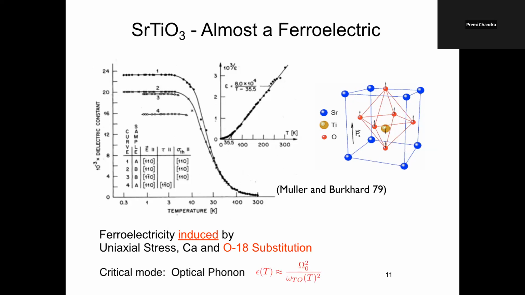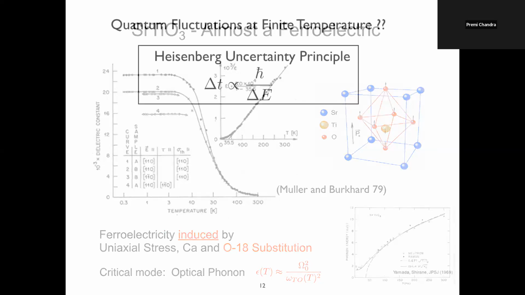And the critical mode, as with barium titanate, is an optical phonon. And in fact, as studied by neutron scattering, by Hamada and Shirane, when the dielectric constant gets very large, there's a soft phonon. And that's related to why the spherical model works so well for this. So that's strontium titanate. Okay, and it's going to be coming into its own these days, as we will discuss. But it was the rebellious cousin back in the 60s and 70s.